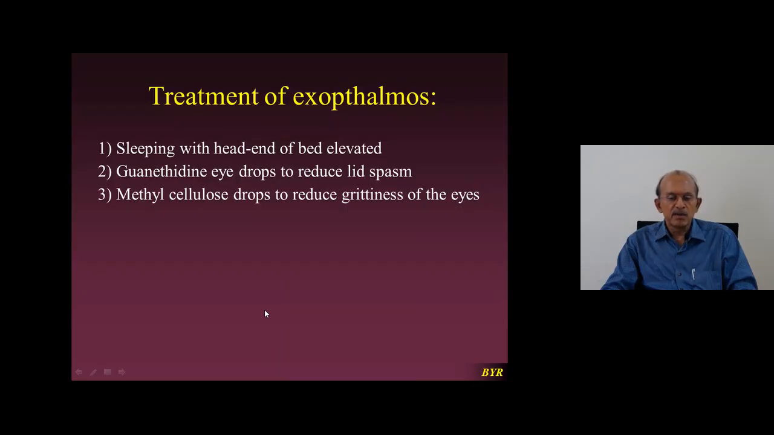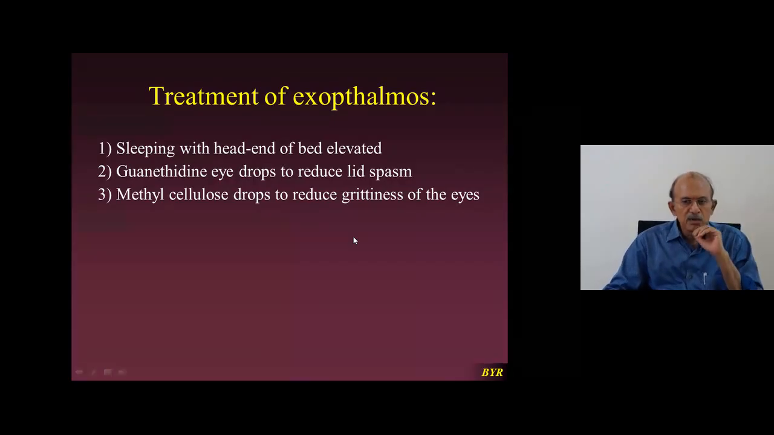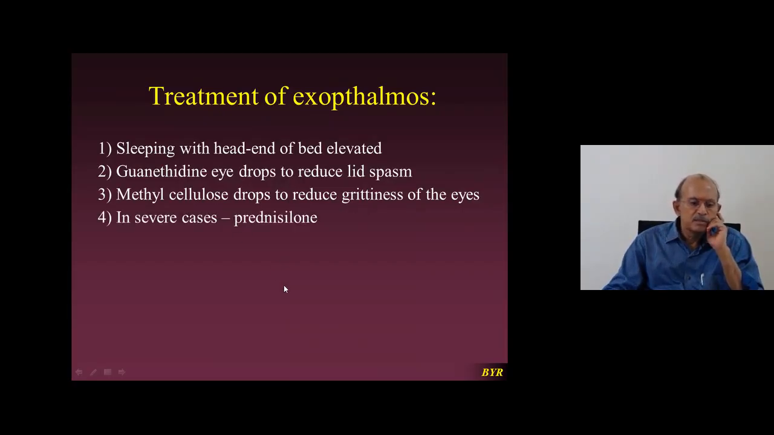Why is there grittiness of the eyes? Because of the proptosis, the eyeball is protruding outwards. And there is lid lag and lid retraction. So there is improper closure of the lid. So this produces grittiness. That can even produce exposure keratitis also. To reduce the grittiness, you can use methyl cellulose drops. In severe cases, you can give prednisolone.